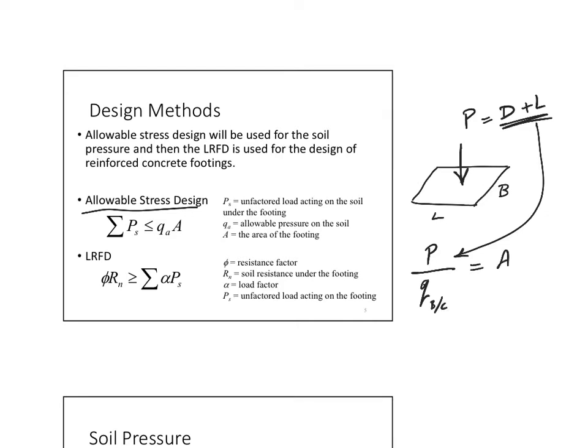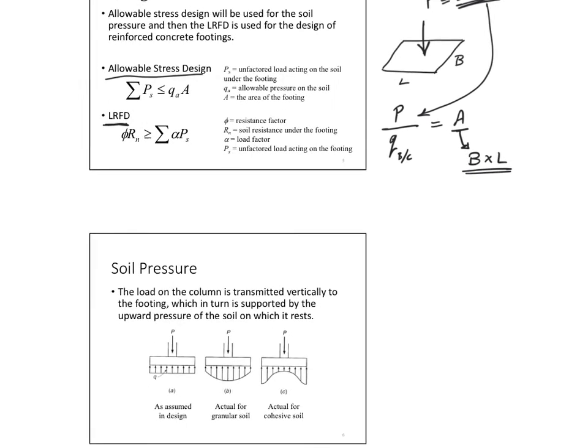Then we will go into the details of what P exactly is and how we bring it to be able to estimate our A, which is pretty much our B times L. And then we use the LRFD in the design of the member itself, just like flexural and shear and punching shear, as we will see later on.